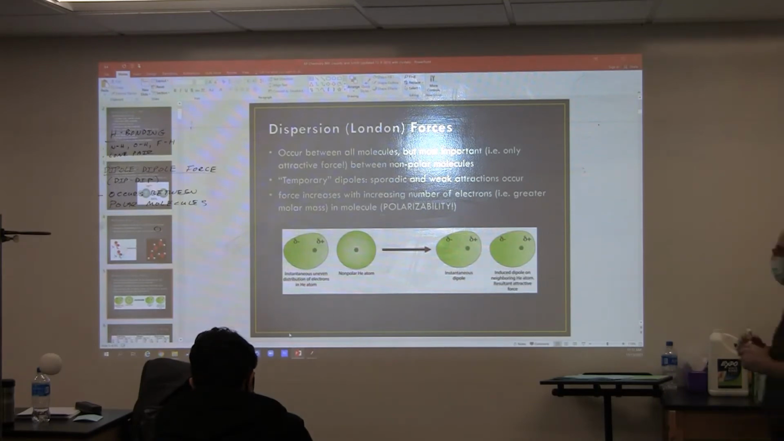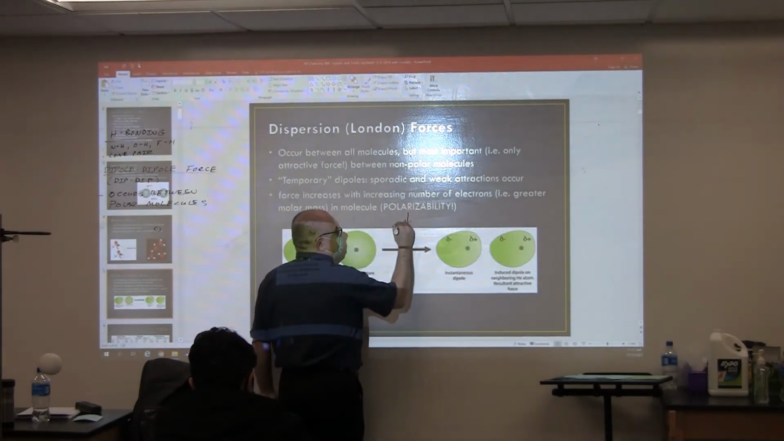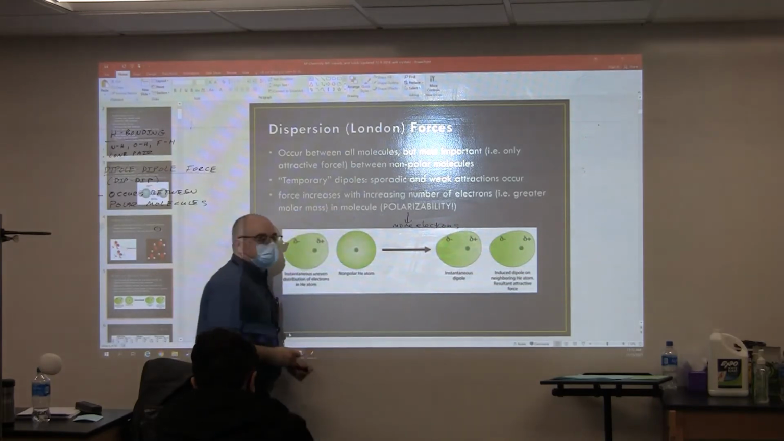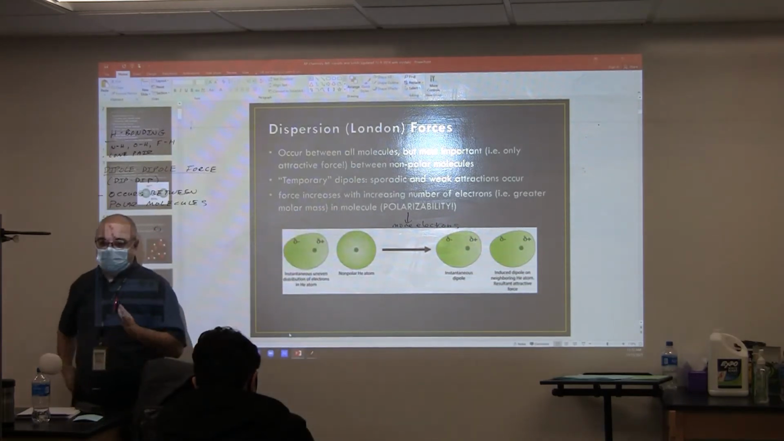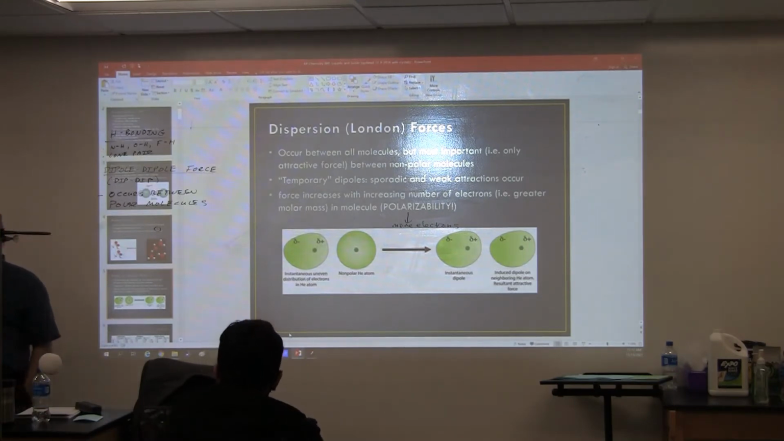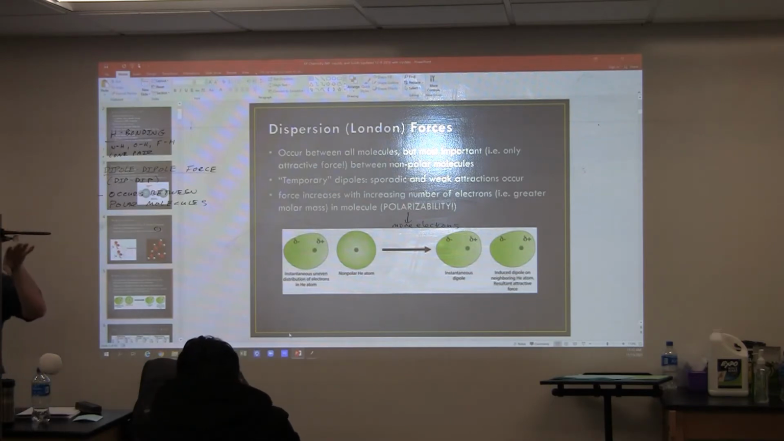What makes it more polarizable? More electrons. That's the key point. Now there's other subtle pieces to that. For example, surface area. Surface area is another key factor, because the more points of contact you have, the more places these fluctuations can lead to attraction.